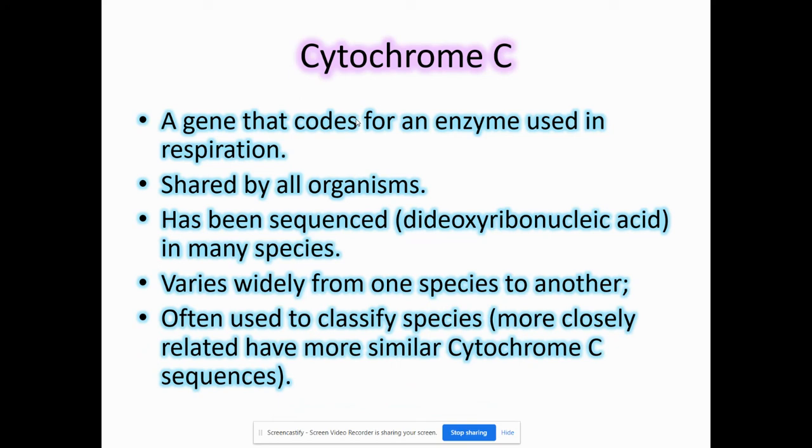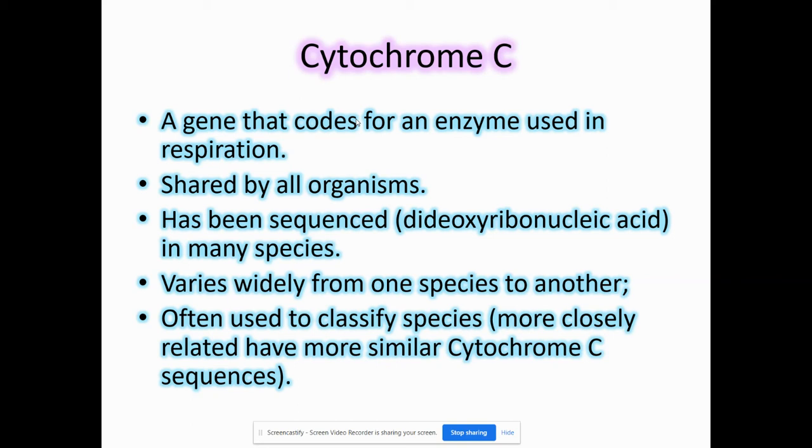It's been used for classification purposes. So organisms that have very similar cytochrome C sequences are closely related to each other, and organisms or species that have very different cytochrome C sequences are distantly related to each other.